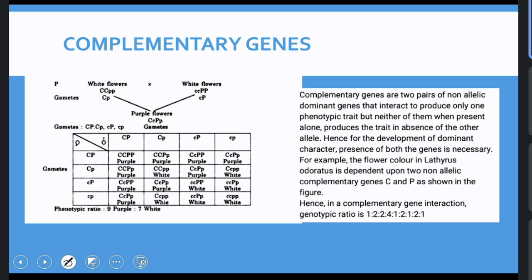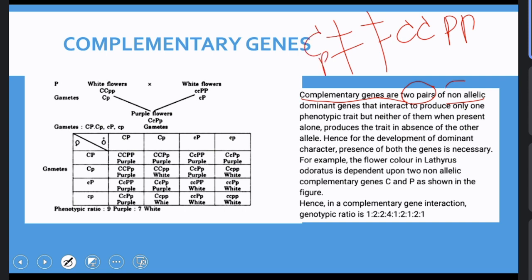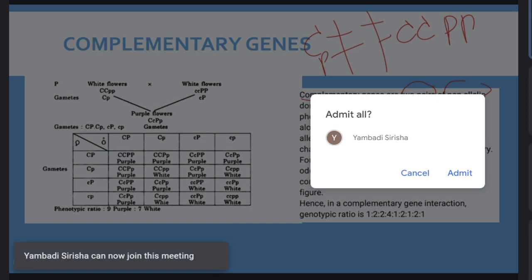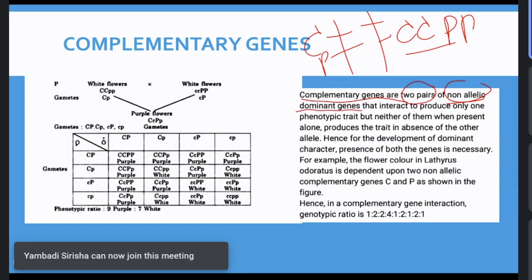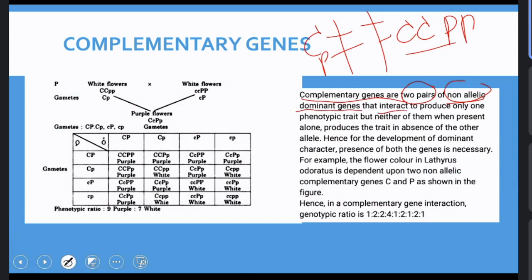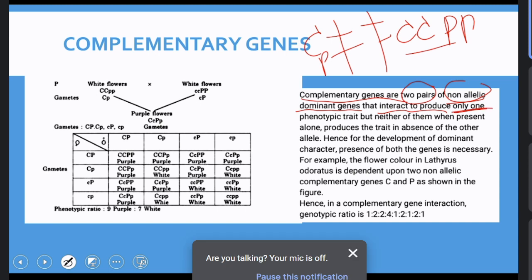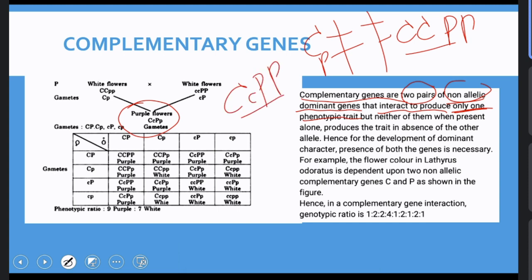Now let us see the definition. Complementary genes are two pairs of non-allelic genes, because they are present on two different loci. Two pairs of non-allelic, dominant genes that interact to produce only one phenotypic trait. That means purple color. When both the dominant genes are present, it produces a purple flower.